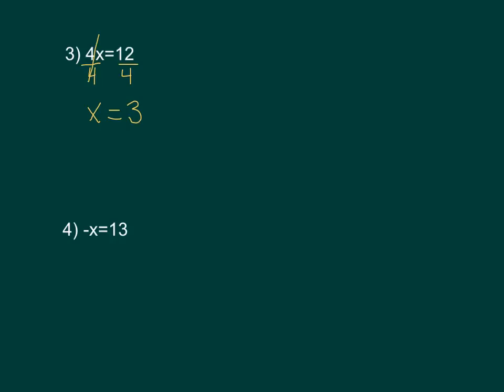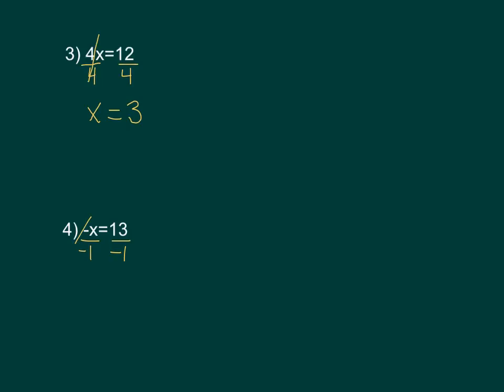Alright, number 4. Be careful with this one, because some people will look at this and say, well, the x is all by itself. But it's not. It has a negative with it. Okay? In other words, it has a negative 1. So if you want to get rid of that negative sign, you can divide by a negative 1. Because a negative divided by a negative is going to give you a positive.